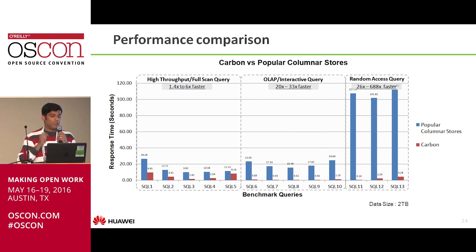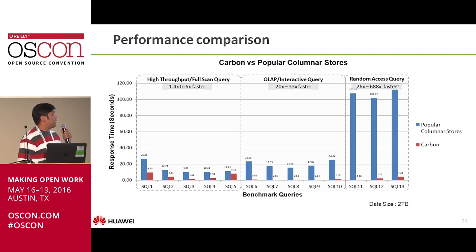So they scan through your entire set of data. In this case, we had a data set of a little over 1 billion records, so this is the result of scanning 1 billion records. You can see Carbon data is 1.4x to 6x faster than existing popular stores. In the case of OLAP interactive queries, the queries usually involve a subset of the columns, but they also involve some filters and grouping expressions. In this case, Carbon is around 20 to 33 times faster than existing data stores. These are actually preliminary results, so these are not yet official.